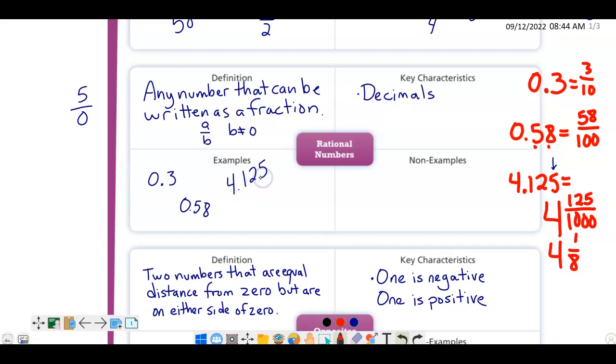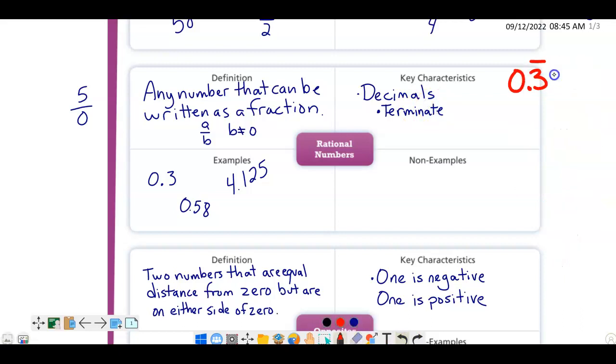What we're going to find is that all of these decimal numbers that terminate are rational. So under decimals in our key characteristics, we'll say terminate. Decimals that terminate are all rational numbers. How about the number 0.3 repeating? 0.33333. Yes, that is a rational number because that is the fraction 1/3. Same thing with 0.6 repeating. That's 2/3. So those are all rational numbers.